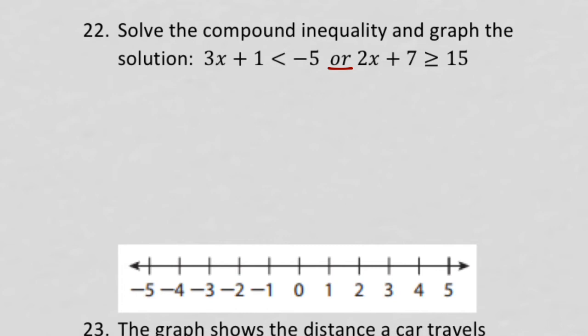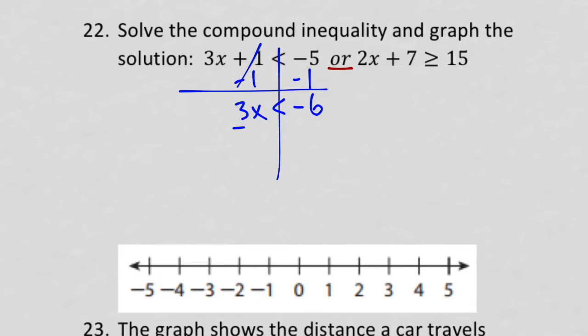Okay, so I'm going to solve the left one. 3x plus 1 is less than -5. First, by subtracting 1, so it's 3x. -5 minus 1 is -6. Then I'm going to divide by 3. X is less than -2.